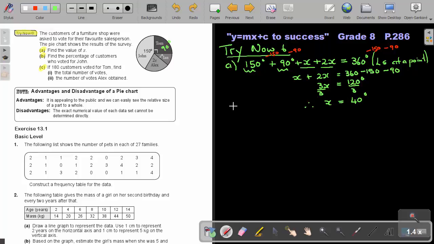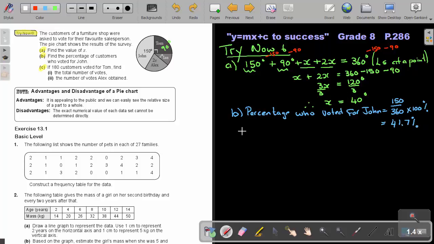Okay. Number B. Find the percentage of customers who voted for John. What will that be? Now, John is representing 150 degrees. So just take the 150, put it over the sum total of the degrees, 360, and make it a percentage by multiplying with 100%. And if you do that, you will get an answer of 41.7% voted for John.